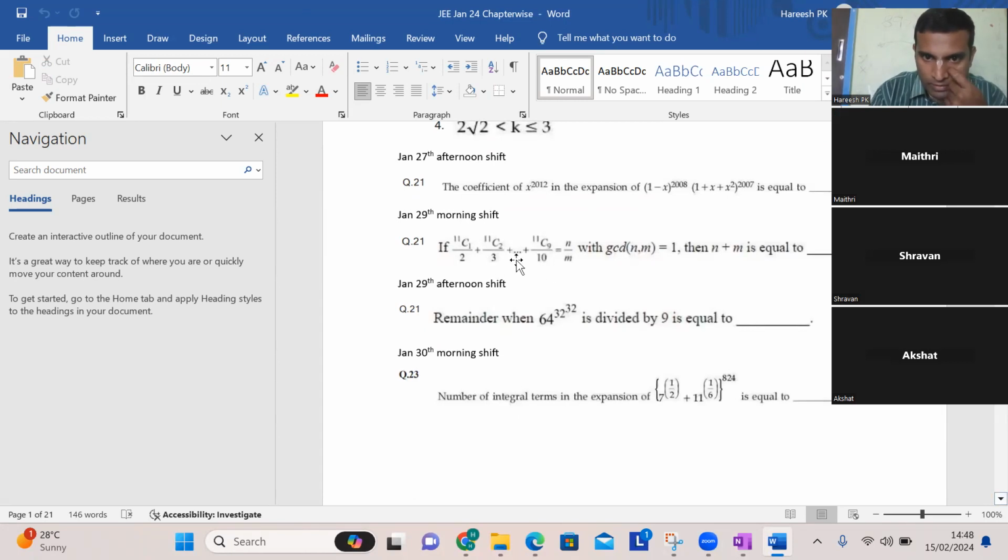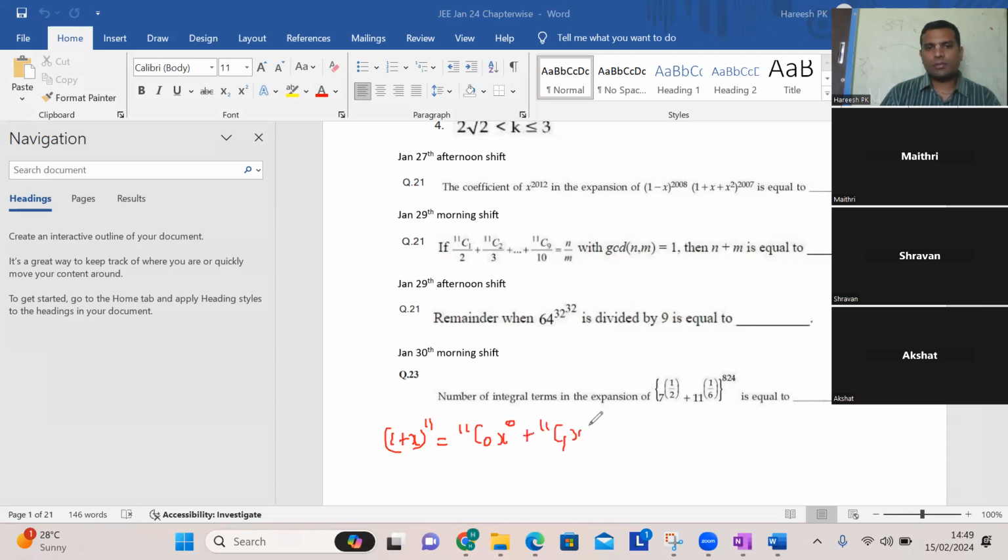How to solve this? Whenever they give division like this, what we need to do, students? We need to take 1 plus x whole power 11. It is 11C0 x power 0, 11C1 x power 1, 11C2 x square, up to 11C11 x power 11. And whenever there is something in the denominator like this, you should do integration. Whenever there is something in the numerator, multiplication, then differentiation.